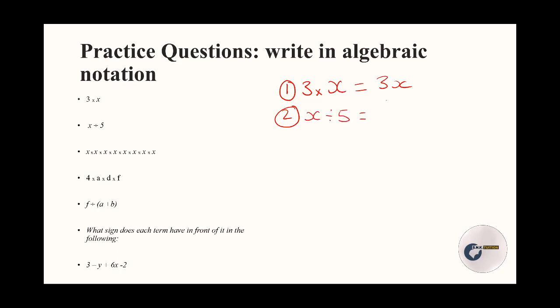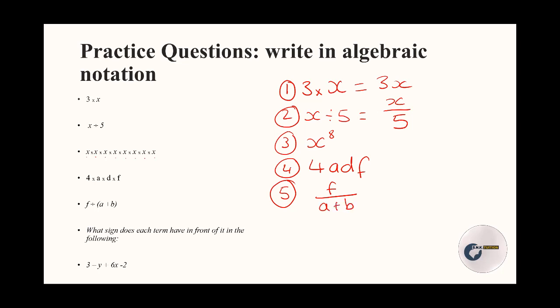2x divided by 5. Well, we know we write this as 2x over 5. Now let's see how many x's we have here. 1, 2, 3, 4, 5, 6, 7, 8. So we know this is x to the power of 8. Number 4 is 4adf. Number 5 is f over a plus b. And number 6, well, 3 is positive 3, y is negative, 6x is positive, and minus 2 is negative.